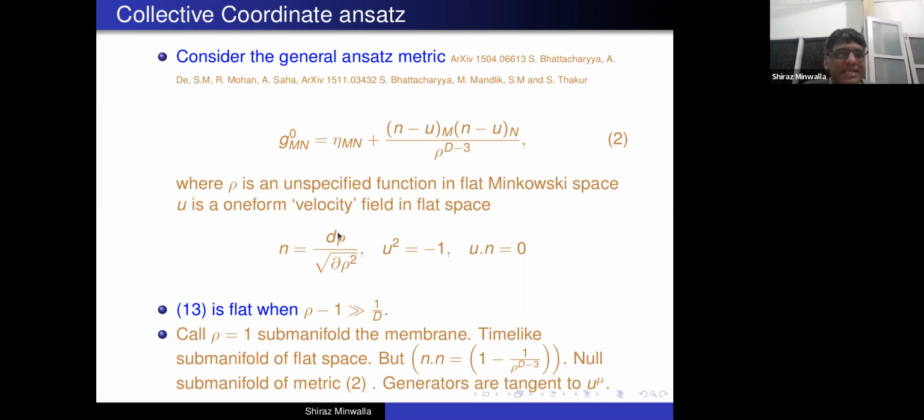So n is given by d rho divided by the square root of d rho squared, where all these contractions are done in the flat space metric eta. U is any one-form field in flat space. It squares to -1. Again, that squaring is done with the flat space metric. And we also require that U dot n is equal to 0.